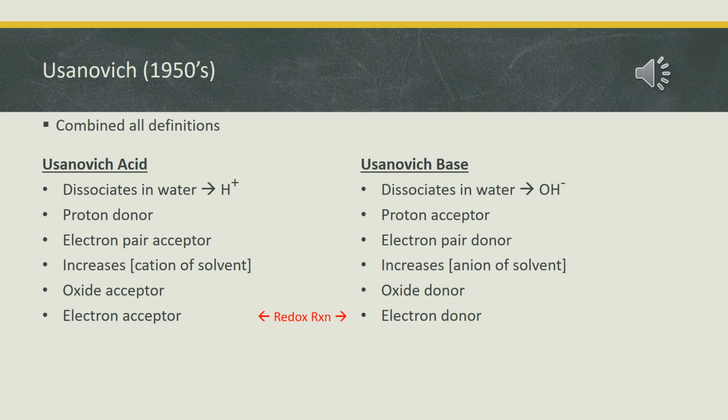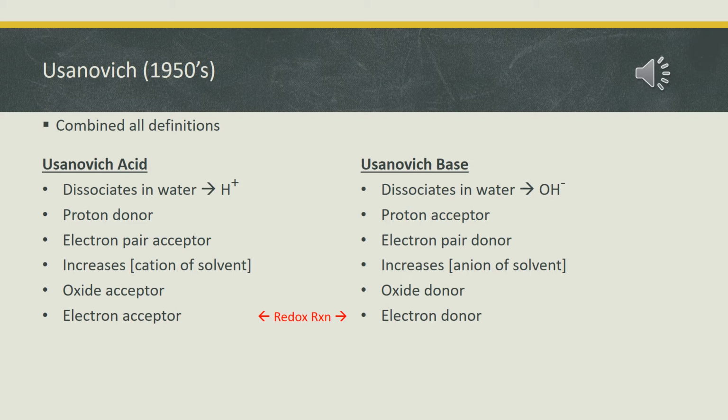Our final definition of acids and bases really is not new. A Soviet scientist in the 1950s combined all the definitions, and you're never going to forget how to pronounce his name. It is pronounced Usanovich. A Usanovich acid dissociates in water to give H+. It's a proton donor. It's an electron pair acceptor. It increases the concentration of the cation of the solvent.